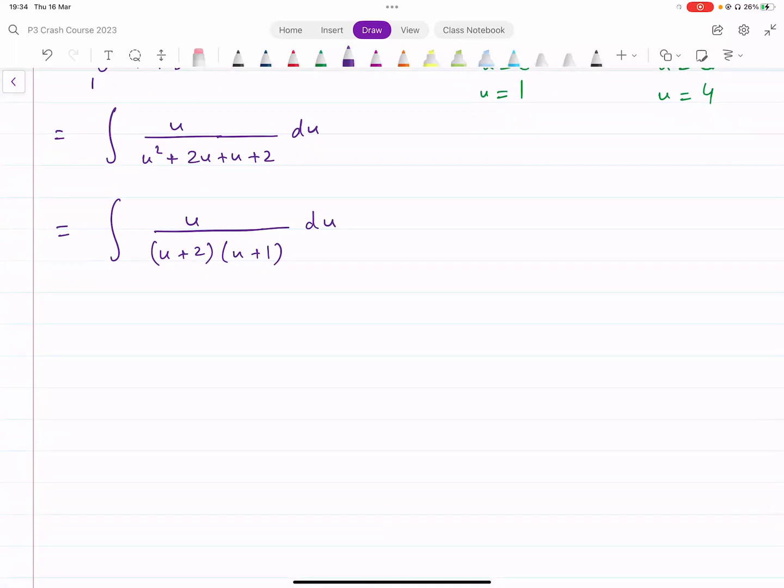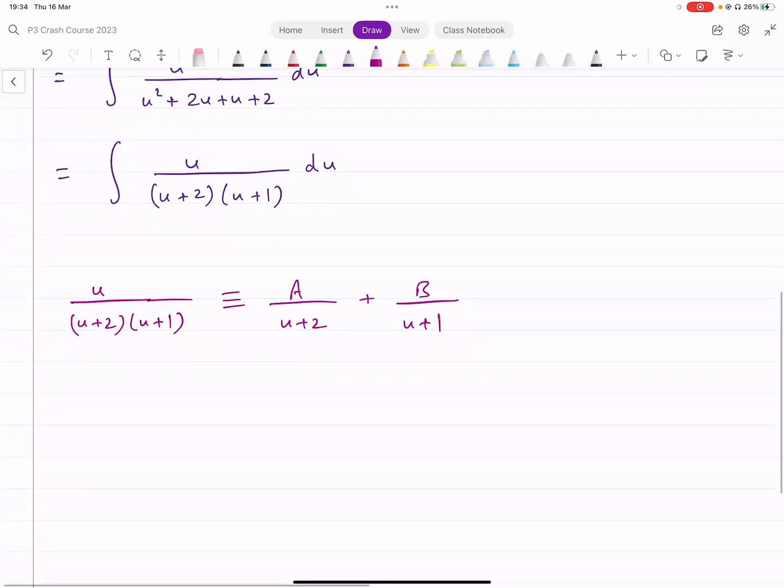Okay. And once you factorize this, you find the partial fractions after this. So you say u over u plus 2 into u plus 1. Find the partial fraction for this first of all. And then we could just integrate that. So the partial fraction is going to be like this: a over u plus 2 plus b over u plus 1. Multiply this denominator on the other side. That gives you u identical to a into u plus 1 plus b into u plus 2.